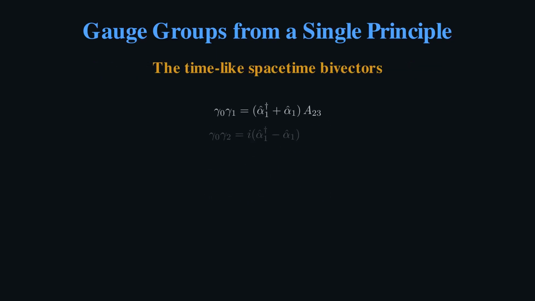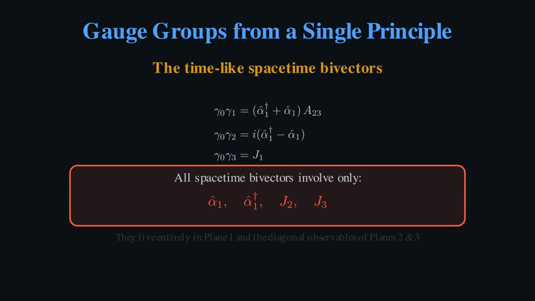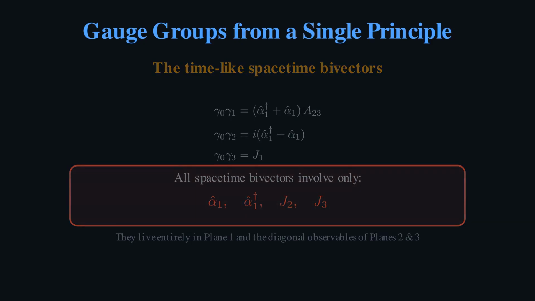Now look at the spacetime bivectors, the objects gamma 0, gamma mu that appear inside the current J mu. Gamma 0, gamma 1 involves alpha hat 1, alpha hat 1 dagger, and A23. Gamma 0, gamma 2 involves only alpha hat 1 and alpha hat 1 dagger. And gamma 0, gamma 3 is simply J1. The critical observation is that all of these bivectors are built from just alpha hat 1 dagger, J2, and J3. They live entirely within the first fiber plane and the diagonal observables of the other 2 planes.